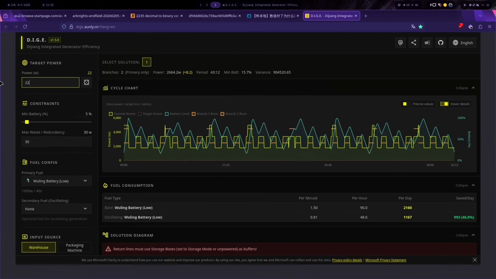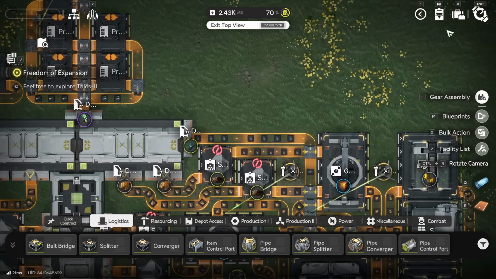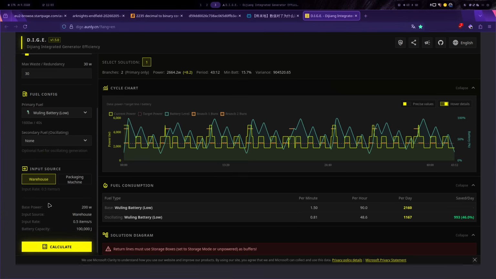The idea is relatively simple. You type in how much power you need. You should type in including the pack, because the website considers that. I'm currently needing 2435, so I should probably type that in. I don't want my battery to go below 5%. You can of course adjust that. I don't want to waste more than 30 watts of energy, which just increases the amount of options you have. And then I'm going to use rolling battery low.